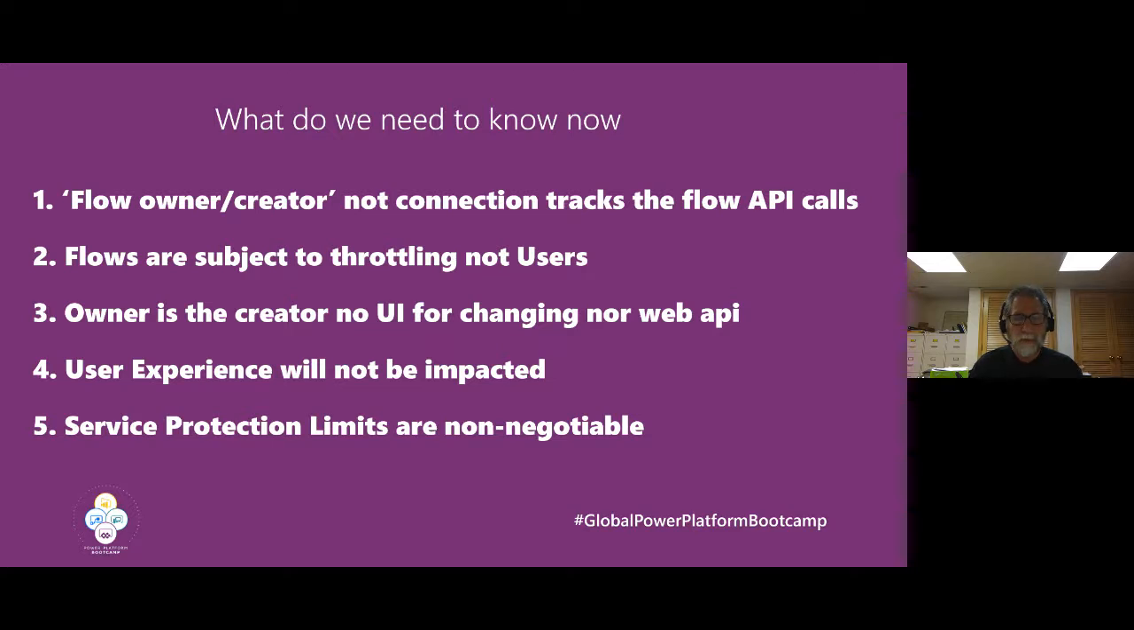Okay. Number 2, even though everything I've spoken about up to now and everything on the docs pages says that the entitlement is at the user level, the reality of it is on the back end, on the servers, the flows are being throttled not at the user level, but at the flow level. So let me give you an example. Joe owns and has created 5 flows, 1, 2, 3, 4, and 5.